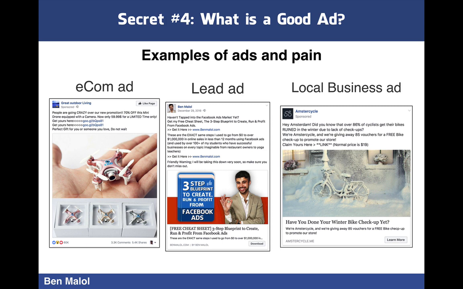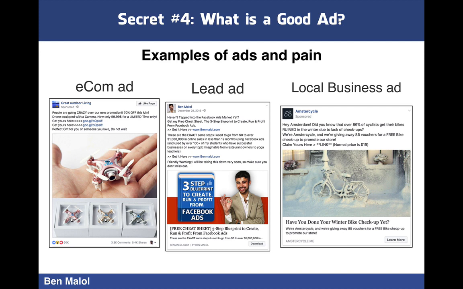Okay, so we got an e-commerce ad on the left, right? We got people are going crazy over our new promotion. 70% off this mini drone equipped with a camera, now only $59.99 for a limited time only. Perfect gift for you or someone you love. Do not wait. So this, for example, you're seeing here a certain pain for missing out and a pain for a loved one, because they're talking about here 70% off for a limited time. Okay, so this is scarcity, which just means that you're talking about the pain here of somebody to miss out. You don't want to miss out on this amazing promotion.